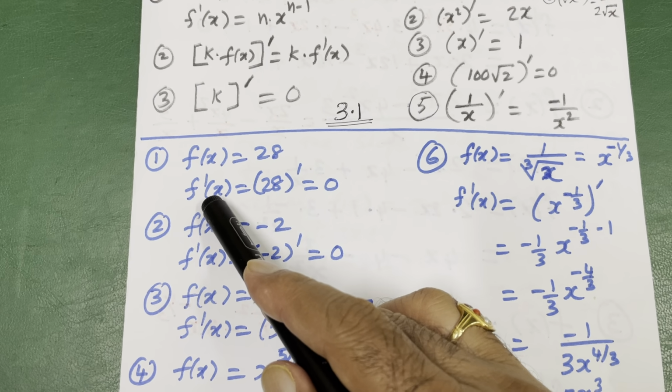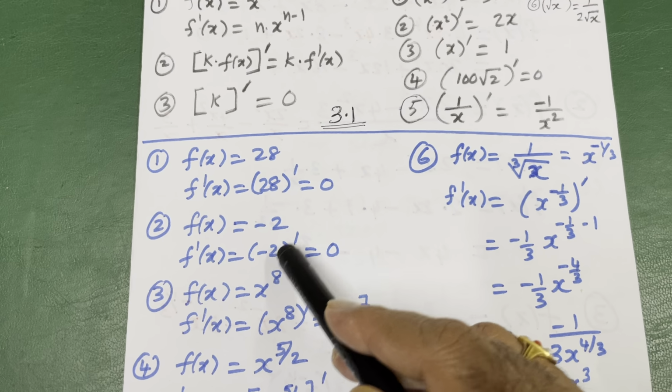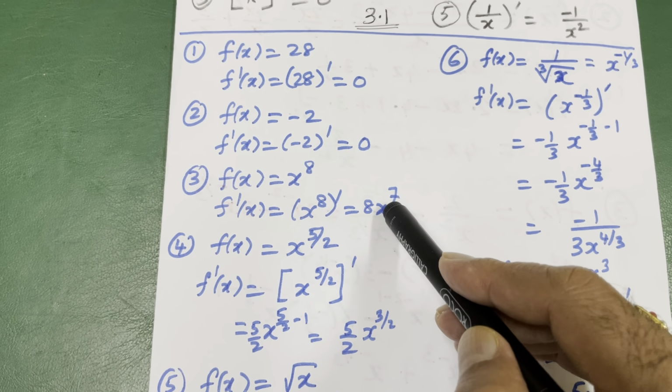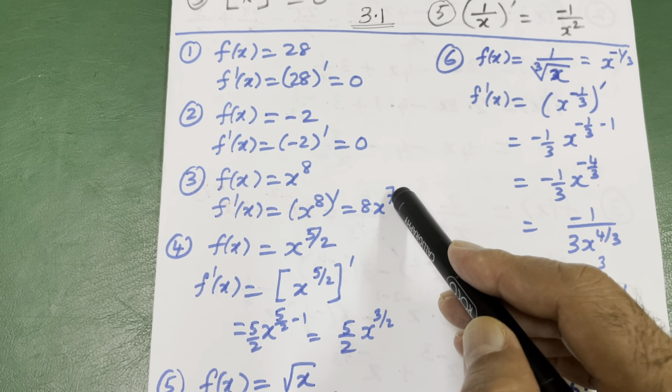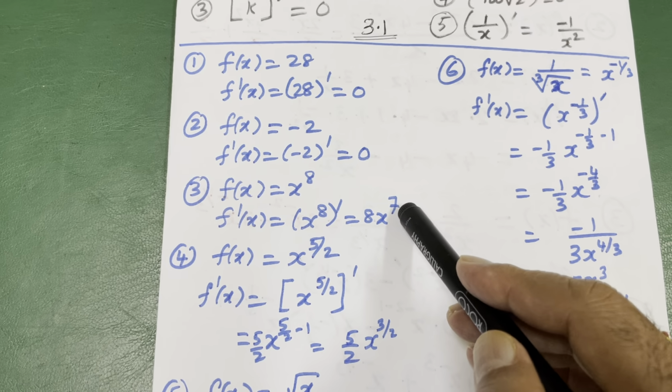So here the question is f(x) is 28 minus 2 plus x power 8. What is the derivative of f(x)? 28 is a constant, its derivative is 0. Minus 2 is a constant, its derivative is 0. X power 8 derivative is 8x power 7. 8 will come to the front, 8 minus 1 is 7.